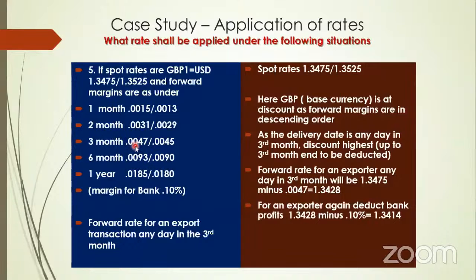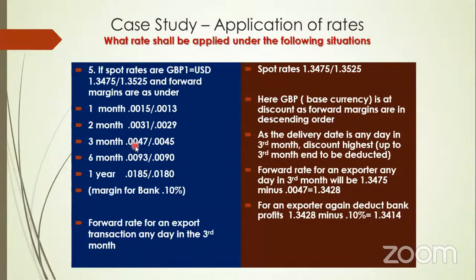Have you understood that or not? When it's a premium and the question is like this, any day in the third month, you give the premium up to the earlier month. Supposing it's a discount, then you load up to the third month. Discount means for an exporter you go to the maximum. For an importer, it will be ulta. Now, understood or not, madam? Okay.